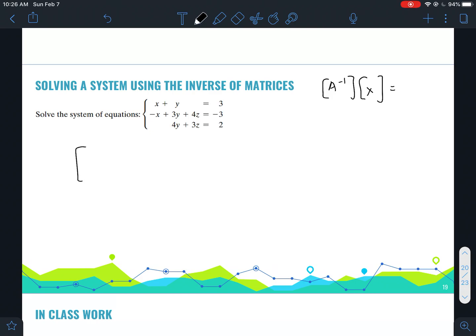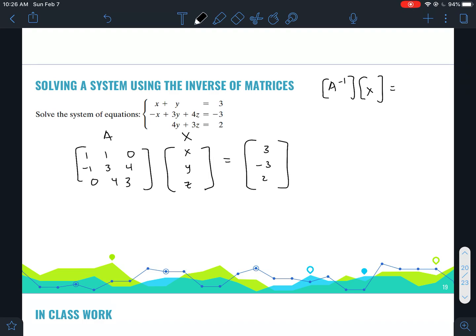So what you would do first is you would do your coefficient matrix. So 1, 1, 0, negative 1, 3, 4, times 0, 4, 3. And so that's matrix A. And then you would multiply that by x, y, and z. And we would call that matrix X. And that's going to equal your solution matrix, 3, negative 3, 2.